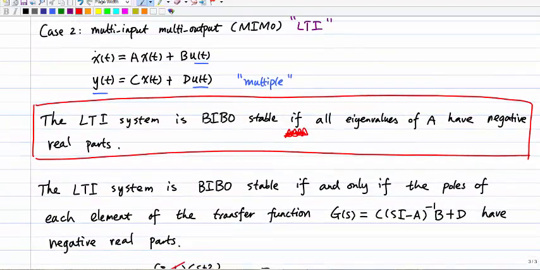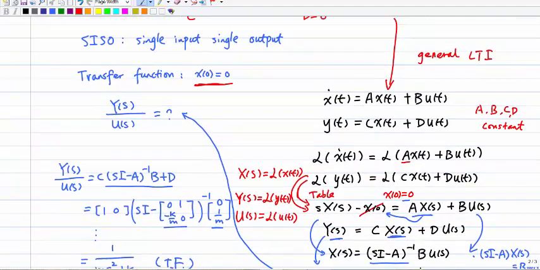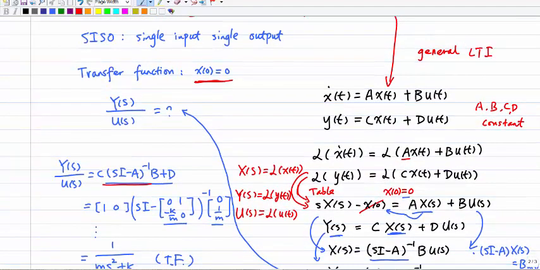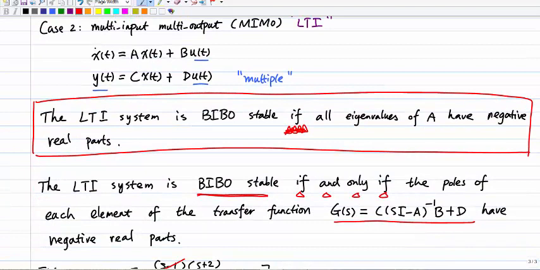The other one is for the linear time invariant system. This is a necessary and sufficient condition. The linear time invariant system for the multi-input and multi-output system is BIBO stable if and only if the poles of each element of the transfer function, which is defined as this, so this is the same as I gave on the right over here. This is the transfer function. Okay. So only if each element of the transfer function has negative real parts.